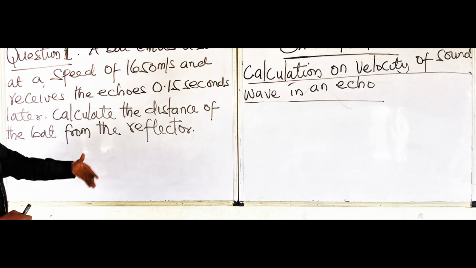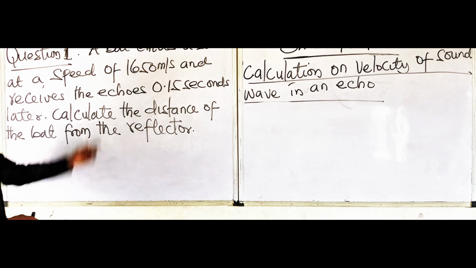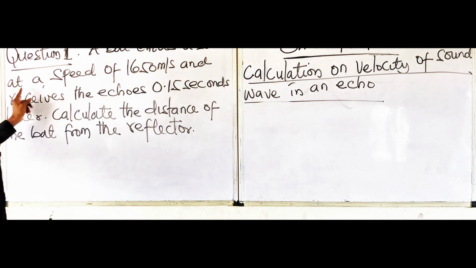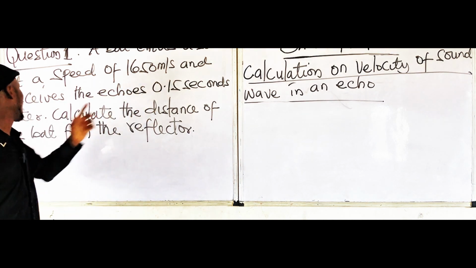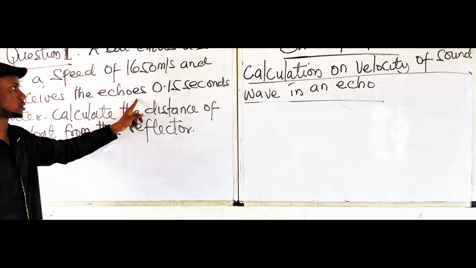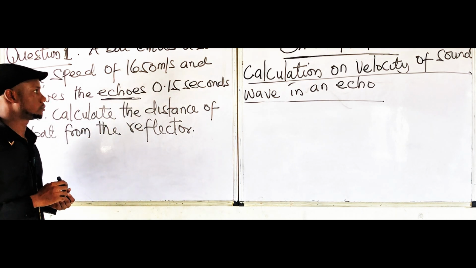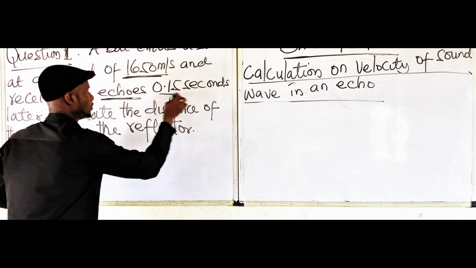But before we solve the question here, class, let's understand the question carefully. So let's read the question. It said, a bat emits a sound at a speed of 1650 meters per second and receives the echoes. That means this question is focusing on echo. All right. Now, this is the speed here given to us. This is the time given to us here.